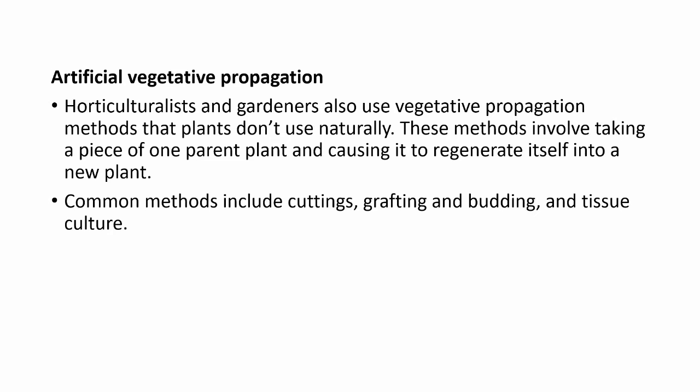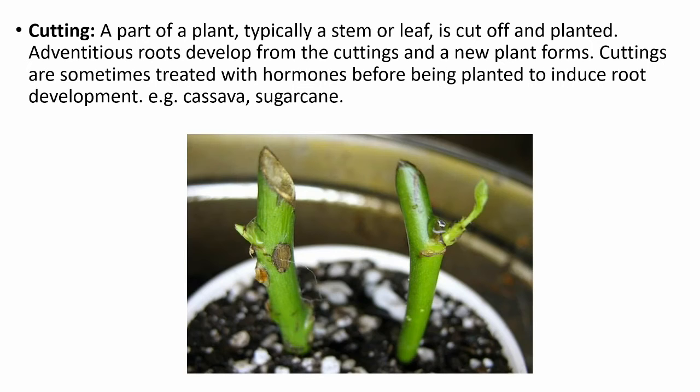So we could have a particular plant and I create some effect on that particular plant to bring about a new plant which is similar to the parent plant. Common methods which are used in artificial vegetative propagation include cutting, grafting, budding, and tissue culture. Methods of vegetative propagation, that is the artificial, include the stem cutting, or what we refer to as cutting. We have grafting, budding, and tissue culture. Looking at stem cutting, or what we refer to as cutting.